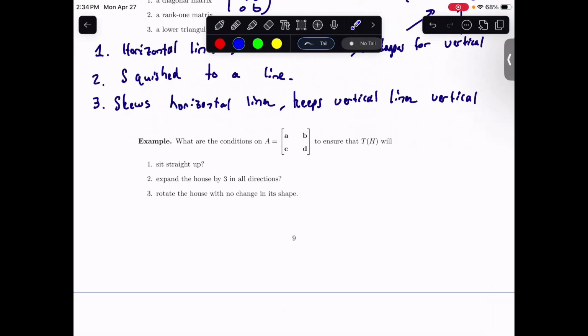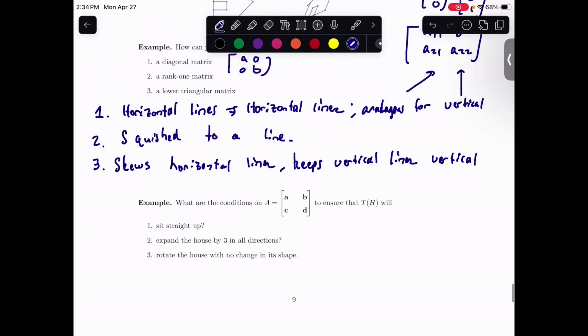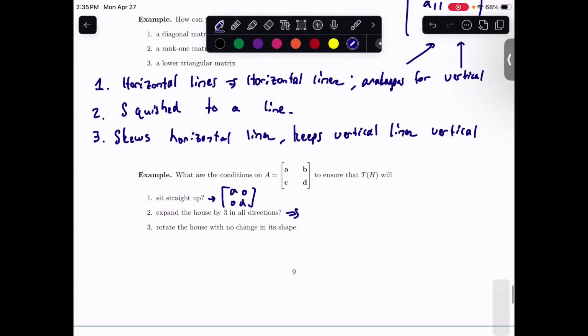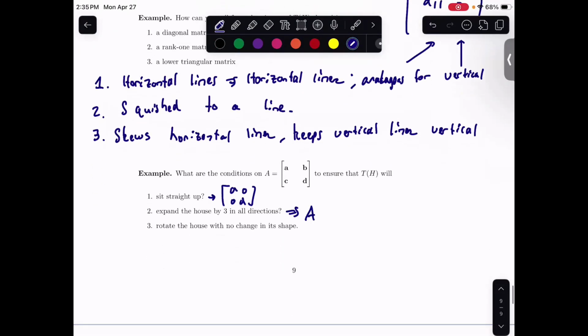So this example asks, what are the conditions on the following 2x2 matrix to ensure that T of H will sit straight up? This is just like we had before. It's really like part 1 of the previous problem. So in order to make horizontal lines go to horizontal lines and vertical lines go to vertical lines, you just multiply it by a diagonal matrix. If you wanted to expand the house by 3 in all directions, you would multiply it by some scalar of the identity, which in this case is going to be 3.